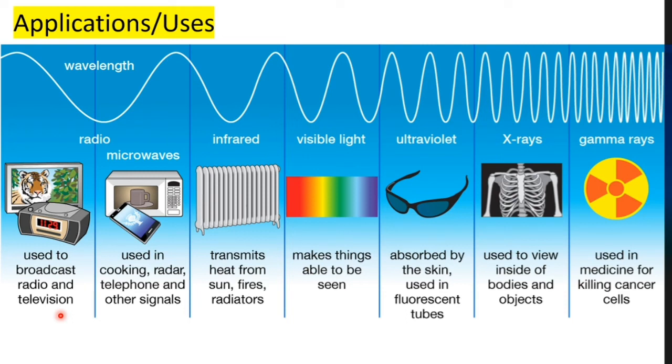Visible light is the part of the spectrum that can be detected by the human eye. So it mainly makes things visible. We can also use visible light for fiber optics communication. Ultraviolet rays are absorbed by the skin. They can be used in fluorescent tubes. UV radiation can be used in hospitals to sterilize surgical instruments. X-rays are used in hospitals for scanning the structure of bones, airport security, etc.